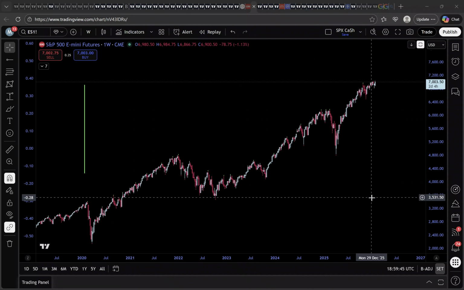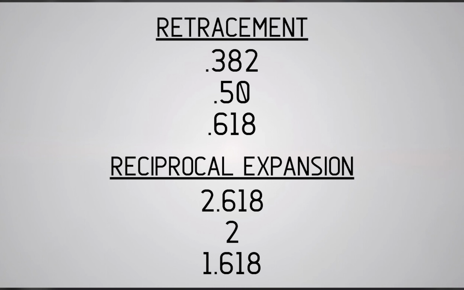Let's look at the expansion and contraction ratios one more time. Feel free to screenshot this. If you have a 382 retracement in Fibonacci, the natural expansion ratio is 2618. If you have a 50% retracement, the natural expansion ratio is 200%. If you have a 618 retracement, the natural expansion ratio is 1618.